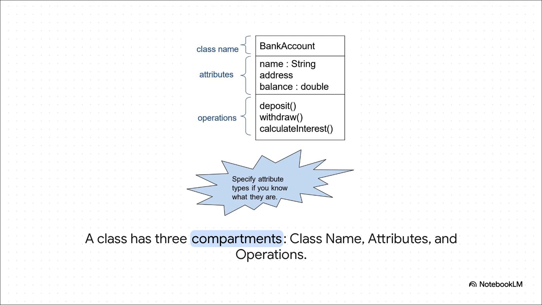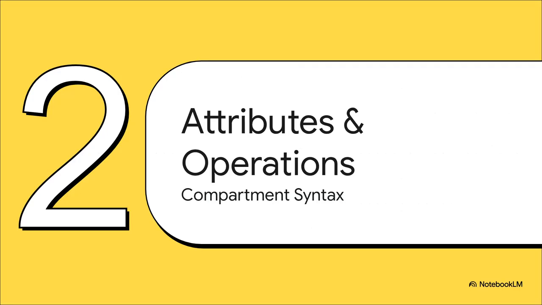Okay, so the notation itself is pretty standard. It's just a rectangle, and it's split into 3 compartments. Right at the top, you've got the class name. That's easy enough. The middle section lists out the attributes. You can think of these as the data or the properties that define the object state. And then down at the bottom, we have the operations, which are basically the behaviors or the things the object can do.